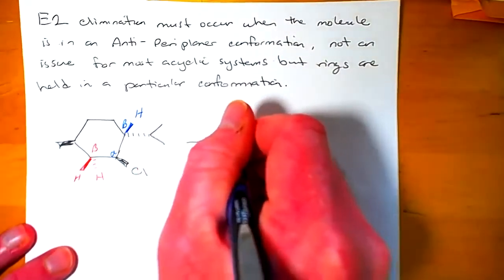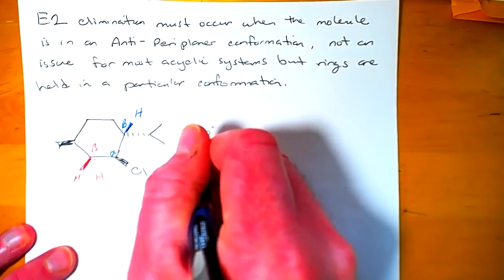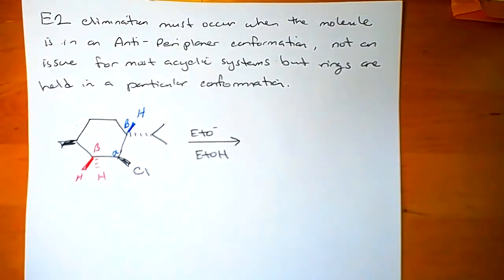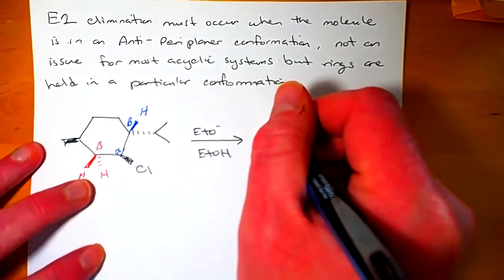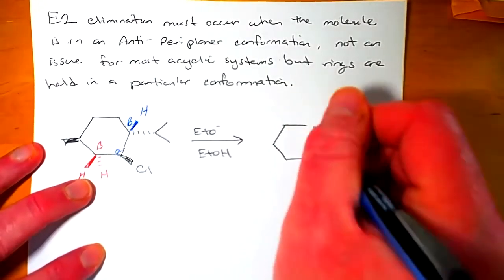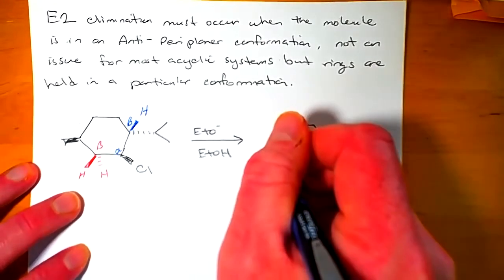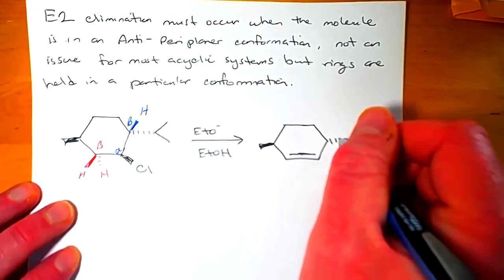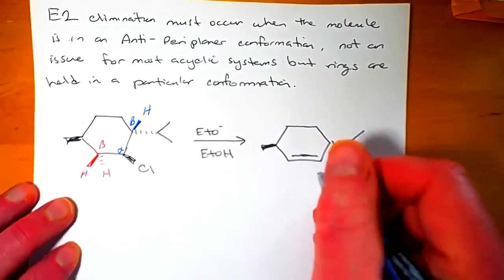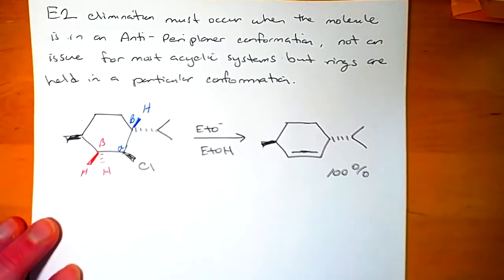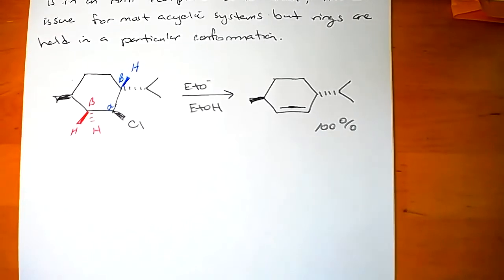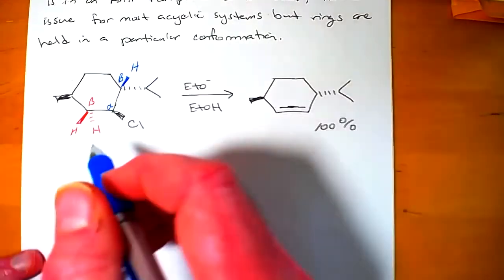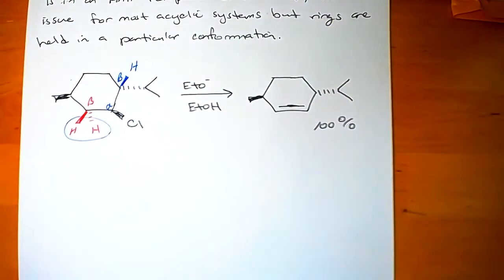Now, you would expect that if you treated this with ethoxide in ethanol, there would be a mixture of two products here. But it turns out that in this reaction, the yield of the elimination product is almost 100% for this compound. We see virtually none of the blue hydrogen being eliminated. It's entirely coming from these two right here, or from one of those, I should say.